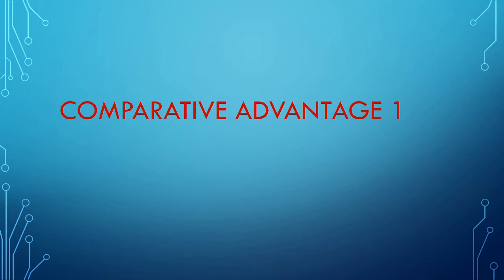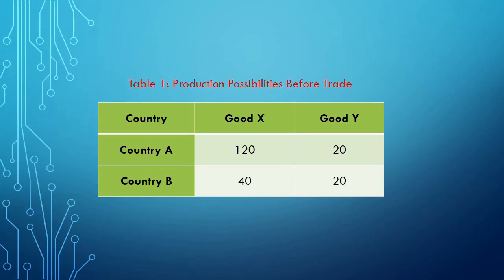Okay, we take a look at the tables. So table 1 shows production possibilities before trade. In this case you can see that if country A uses all of the resources to produce only good X, it means that country A can produce 120 units of good X. And if the country wants to produce only good Y, it does not produce any good X. It means that this country can produce 20 units of good Y with the available resources.